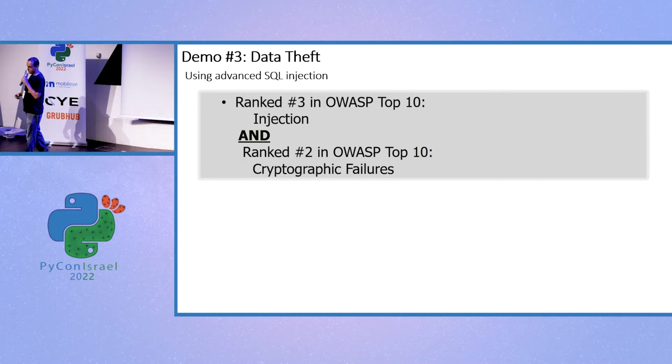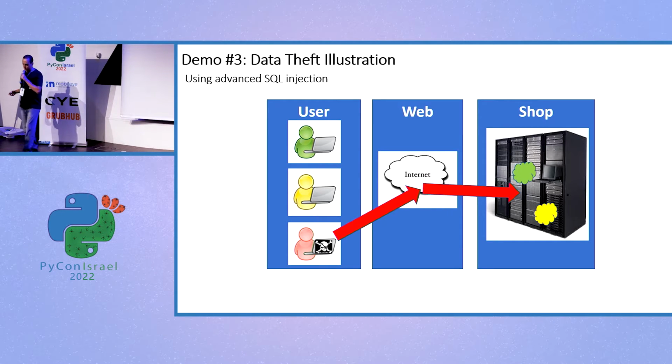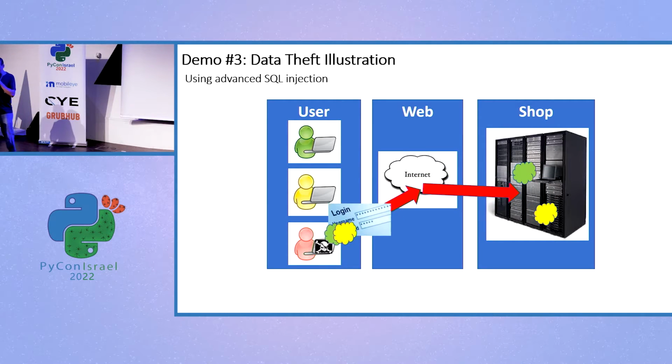So the next demo is advanced SQL injection. It is number 3 in OWASP top 10 and also number 2. And you might think this is not common nowadays, but I will also show you recent examples from Django. So in the next demo, let's see how I can steal credentials or credit cards from the database.